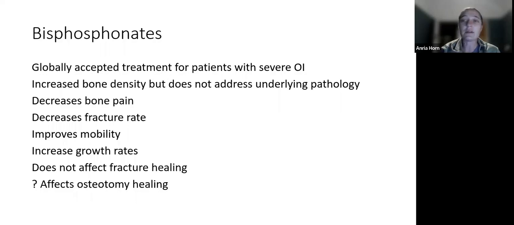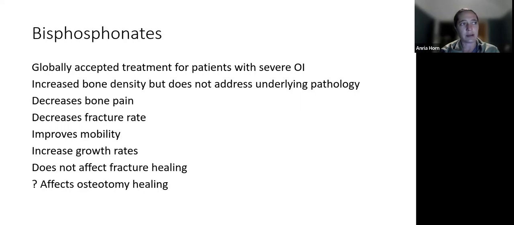Okay. So what's the role of bisphosphonates in OI? So there's a little bit of controversy about it, although universally it is accepted that bisphosphonates should be used for patients with severe OI. So that would be your type 3s and 4s. And you know me, I don't really like classifications. I don't find them particularly helpful, but the bad ones, the ones that break the whole time.